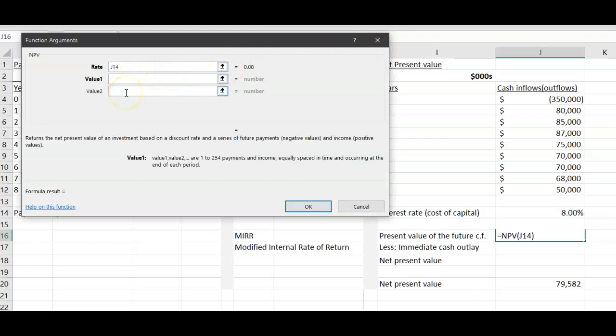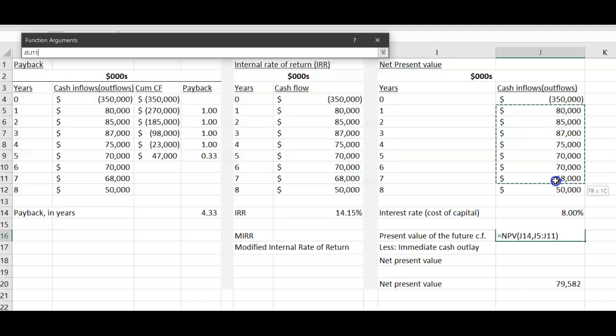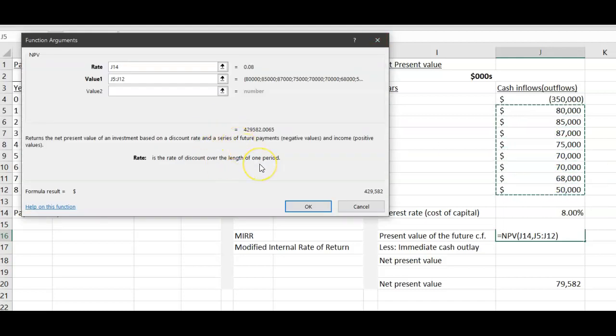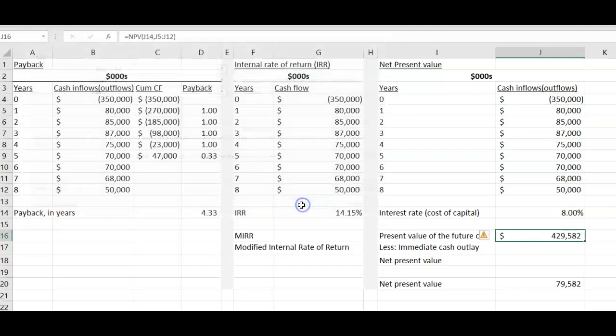Now, again, you could put these in one at a time, but read this. It's 1 to 254 payments in income, so it means it can be positive or negative cash flows, equally spaced in time and occurring at the end of each period. So you can't put in the first one. The first one occurs now. So the first one occurs right there, the end of period 1, and then you could either put them in value 1, value 2, or just slide and give it that array, and it has the information. So now let me hit OK.